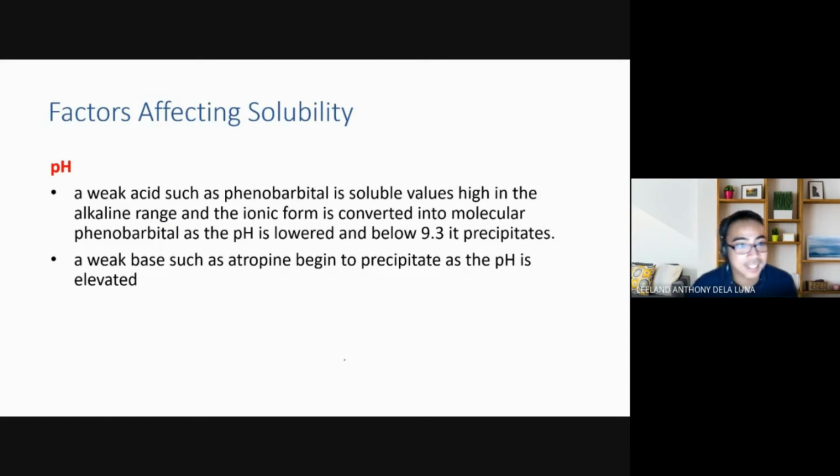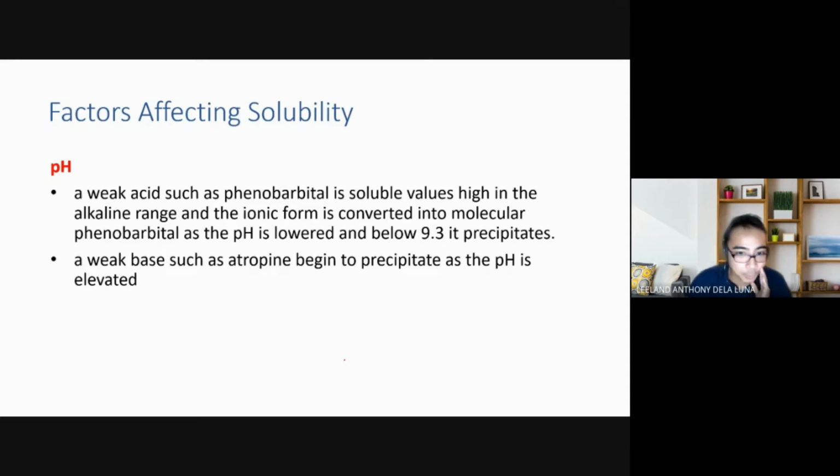Next factor, class. Next factor affecting solubility. So, we have a separate topic for this. But just so you know, pH plays a vital role in solubility. So, a weak acid such as phenobarbital is oftentimes soluble in values with high pH, normally in the alkaline range. And the ionic form is converted into its molecular phenobarbital as the pH is lowered, and below 9.3 pH niya, it starts to precipitate.